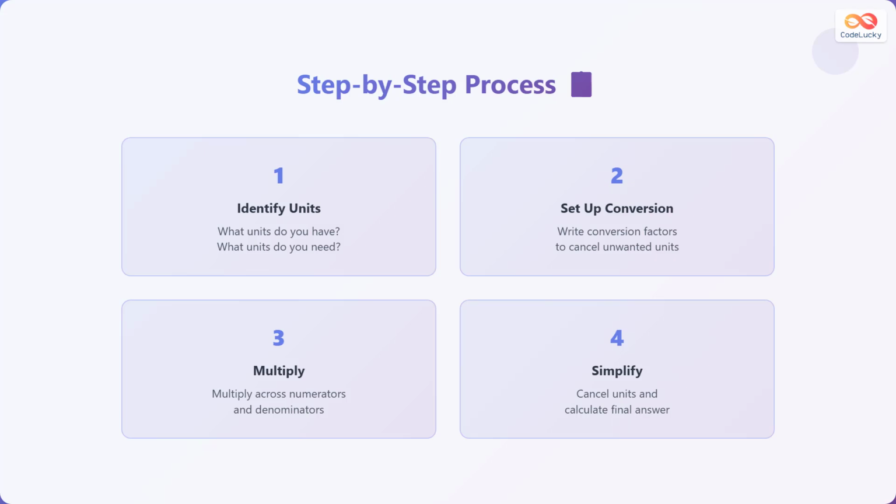Let's outline the step-by-step process for unit analysis. First, identify the units you have and the units you need. Second, set up the conversion by writing conversion factors to cancel out the unwanted units. Third, multiply across the numerators and denominators. Finally, simplify by canceling units and calculating the final answer.